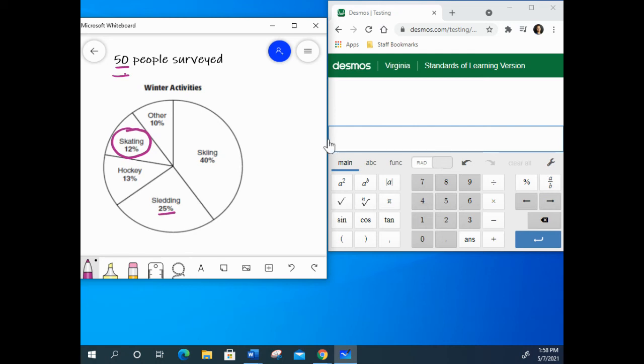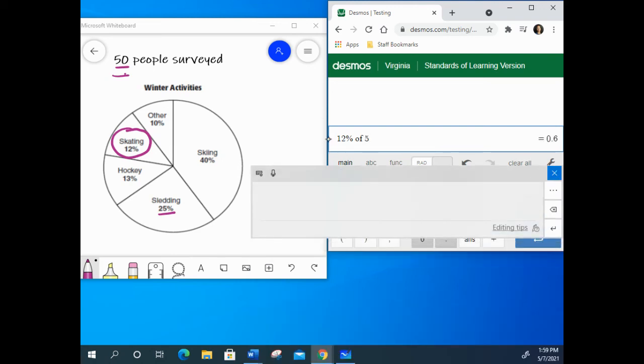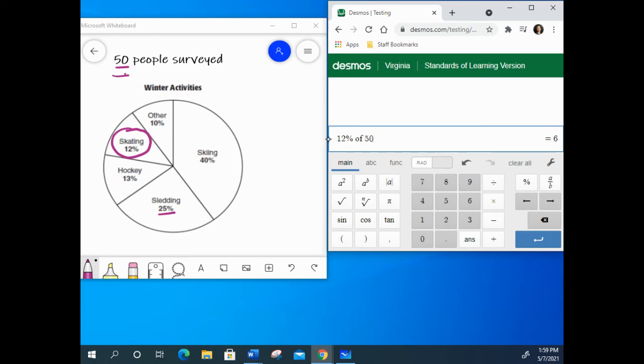I'm going to go back to my Desmos and type in 12%. Notice the "of" automatically comes up. And again, it's 50 people surveyed, so I'm going to type in 50. That will go away. There we go. If you notice, we end up with 6. So 6 people like skating.